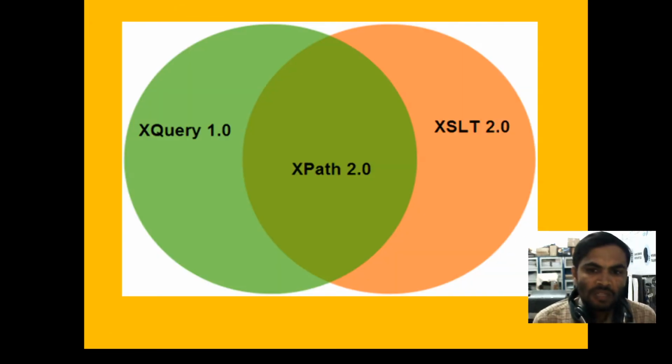Now, under XPath, you learned about XSLT. XSLT you learned about the first version. In industry nowadays, they are using the second version of XSLT. If you want to use XPath technology, we should know both XQuery and XSLT. It is the intersection of XQuery and XSLT that we can call XPath, according to your diagram.